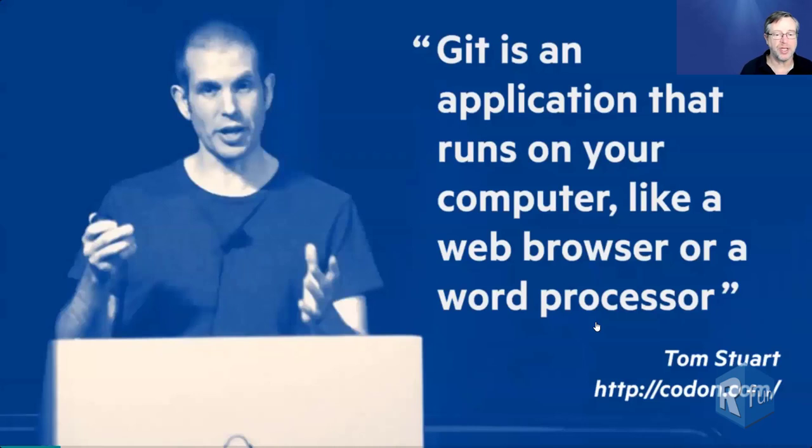She asks the question, what is Git? And she references this computer science professor, Tom Stewart, who says Git is an application that runs on your computer, like a web browser or a word processor. Now I want to alter that definition a little bit. First of all, let's note that word processors have become almost ubiquitously cloud oriented. So I'm not sure that a word processor is always a clear explanation, because it's not always an application that runs on your computer, but sometimes it's a cloud application that runs in your web browser.